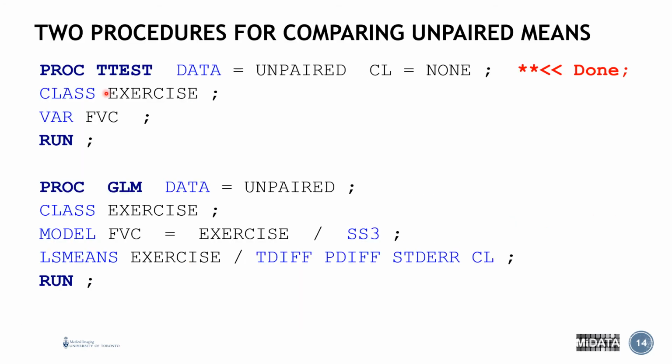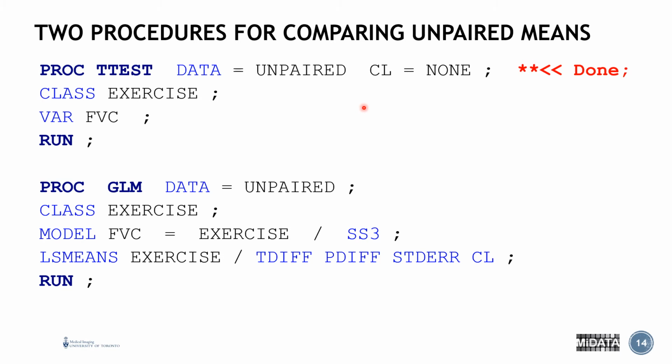Okay, t-test for comparing unpaired means. Check, we've done it. Unpaired, right? Here's your class variable for exercise. Here's your variable of interest, FVC, and we just did it. We just went through it. Easy. But what if you want a little more complicated model?